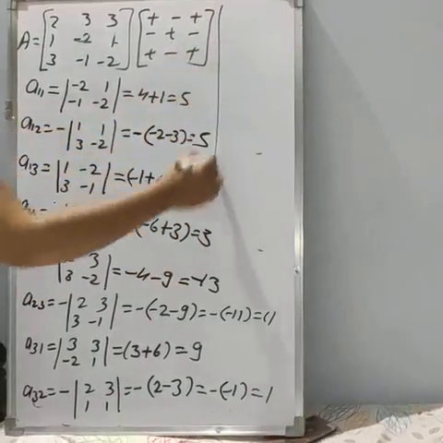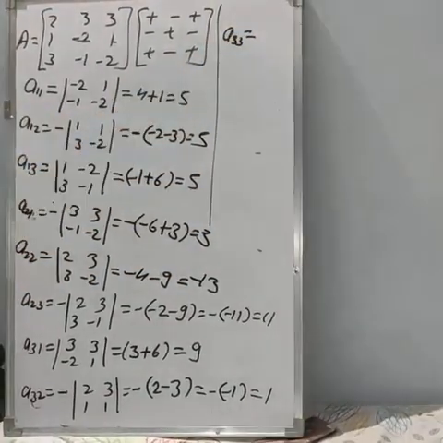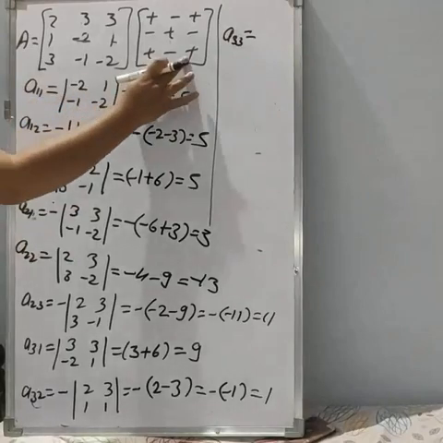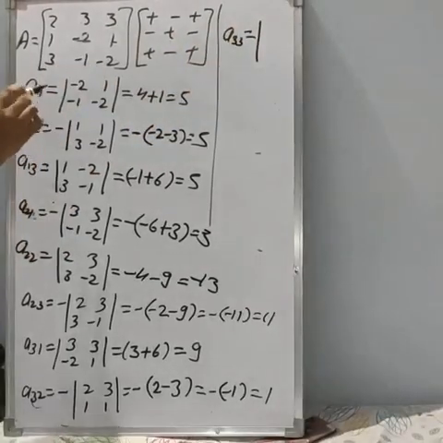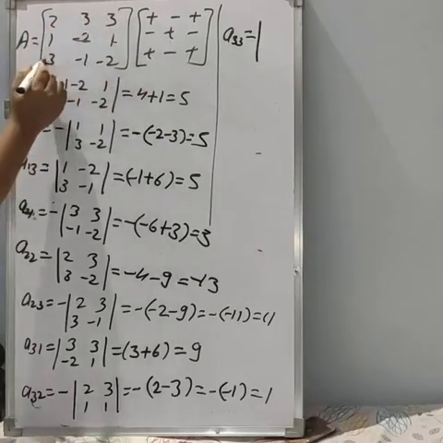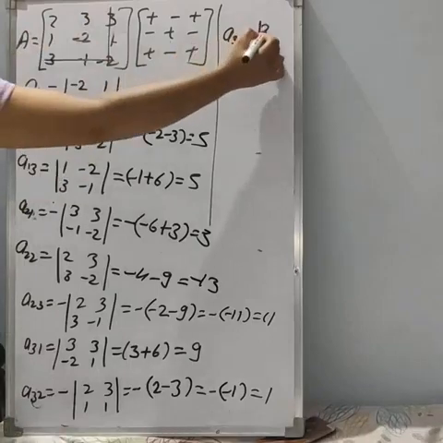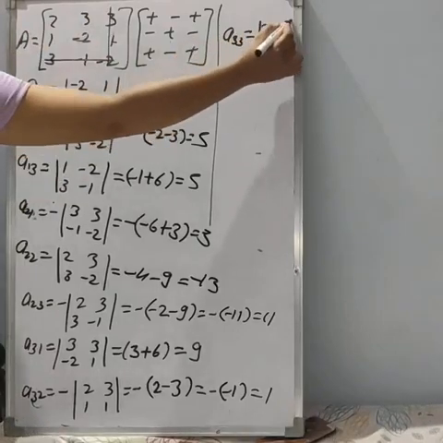Now we want A33. So A33 means here we have positive sign, so write down as it is. This element is present in third row, third column. So neglect this third row, neglect this third column. You will remain with these 4 elements, that is 2, 3, 1, minus 2.